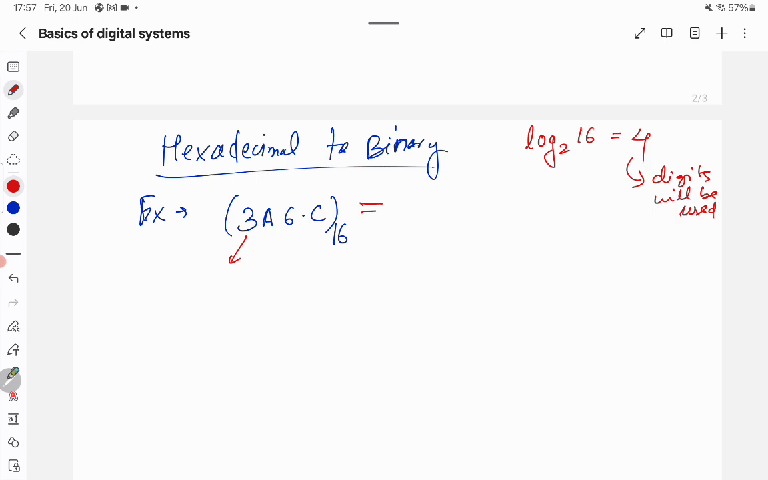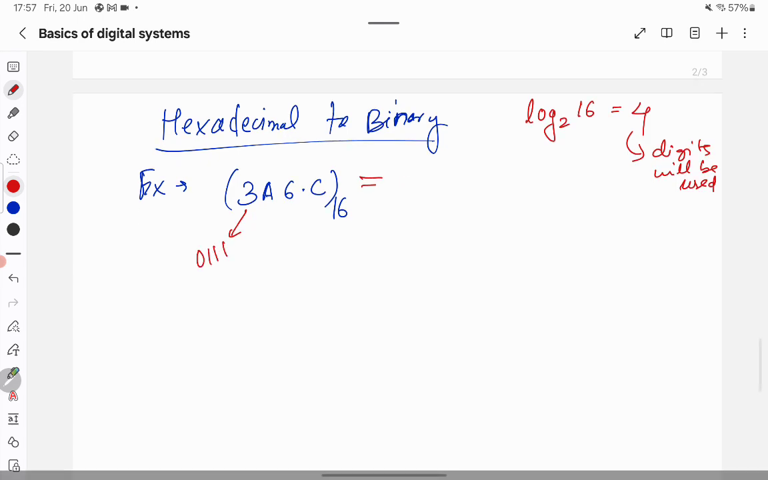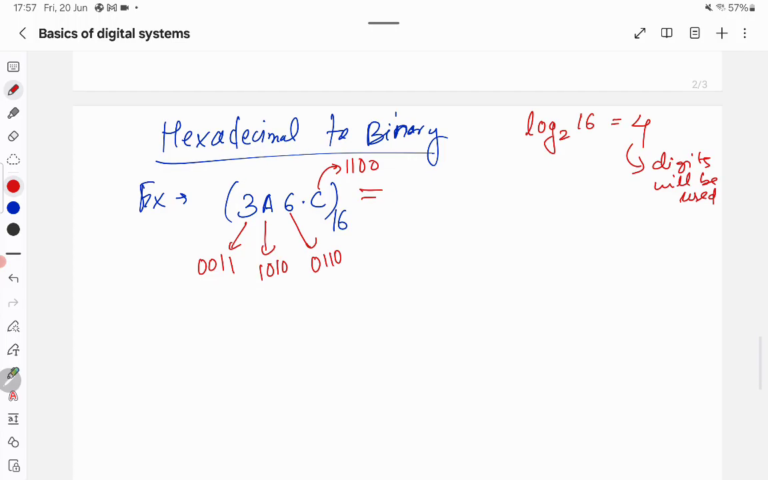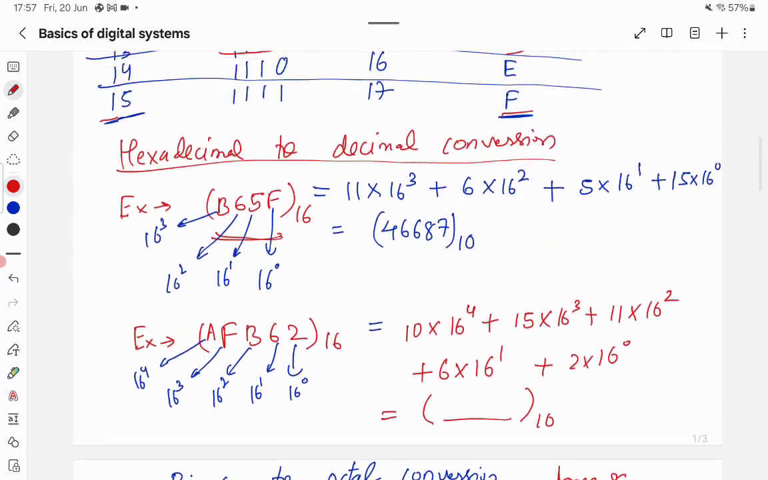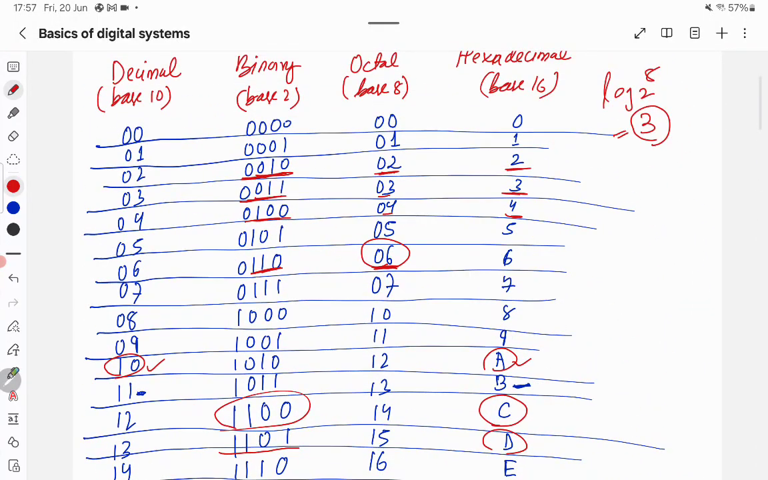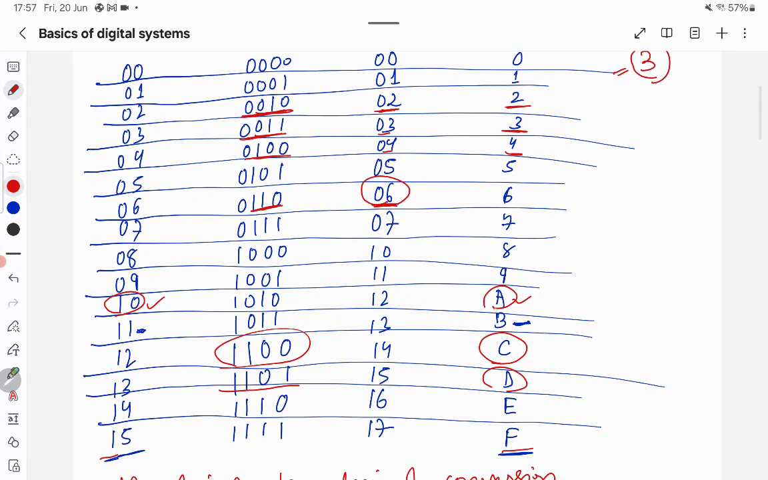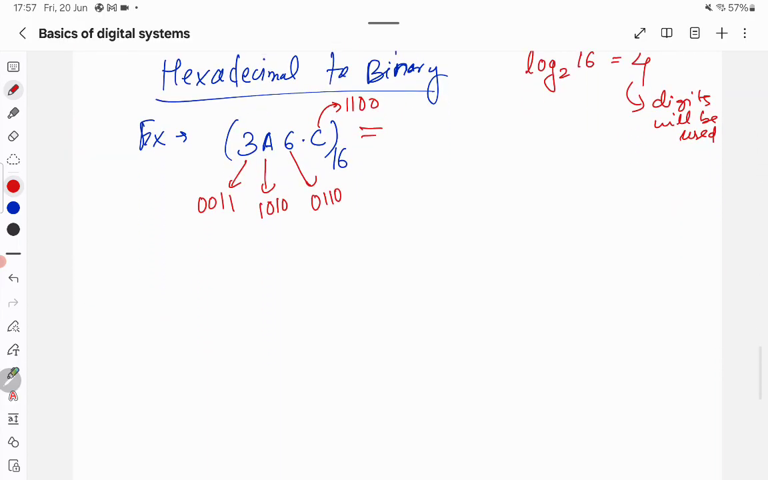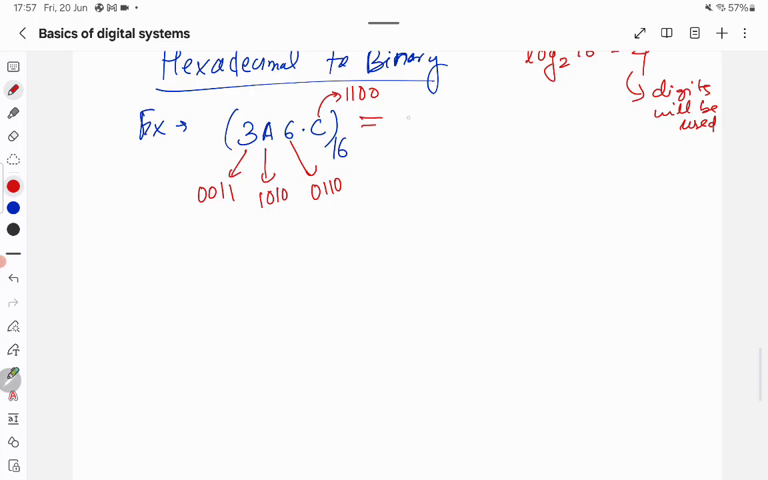So 3 can be written as 0011. A as 1010. 6 can be written as 0110, and C can be written as 1100. You can see from the table and try to write. How can we write 3? How can we write A? We are doing hexadecimal to binary, so A can be written as 1010. So you will write that one. A is 10, so I wrote it.